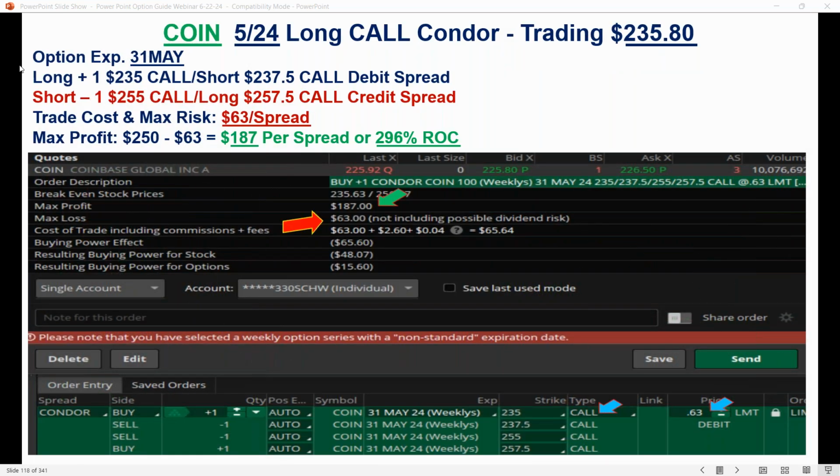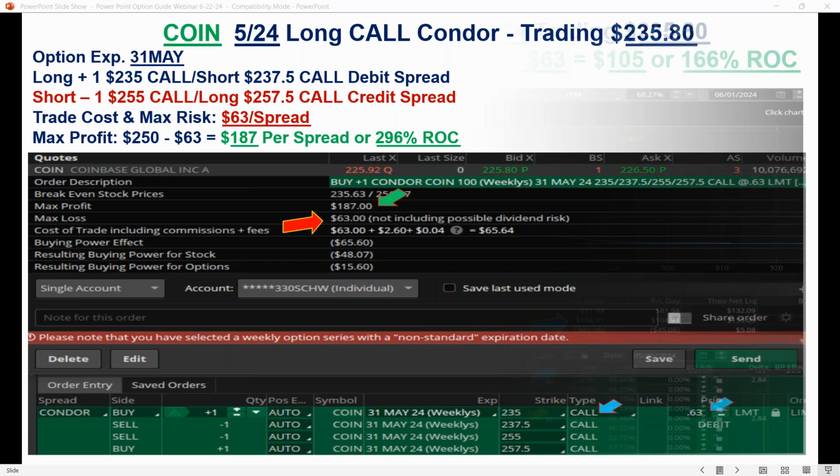So here was the potential, just a profile of the trade. So total risk of $63. Here's the spread, 235 call, short the 237.5. Then we adjusted it down to short the 255, 57.5. So it looked like that. So spread $2.5 wide, $63 of risk, potential $187, 296% return if we nailed it right in the middle, but this gives you a big profit zone.